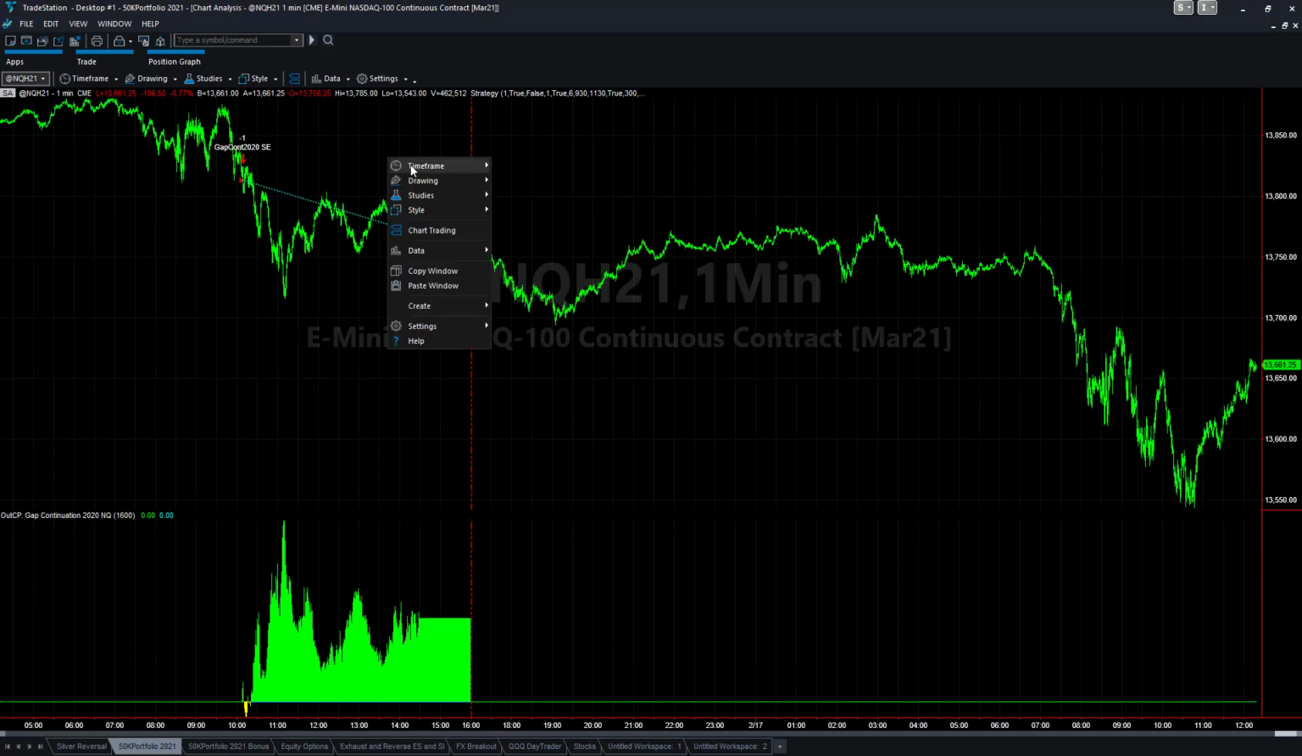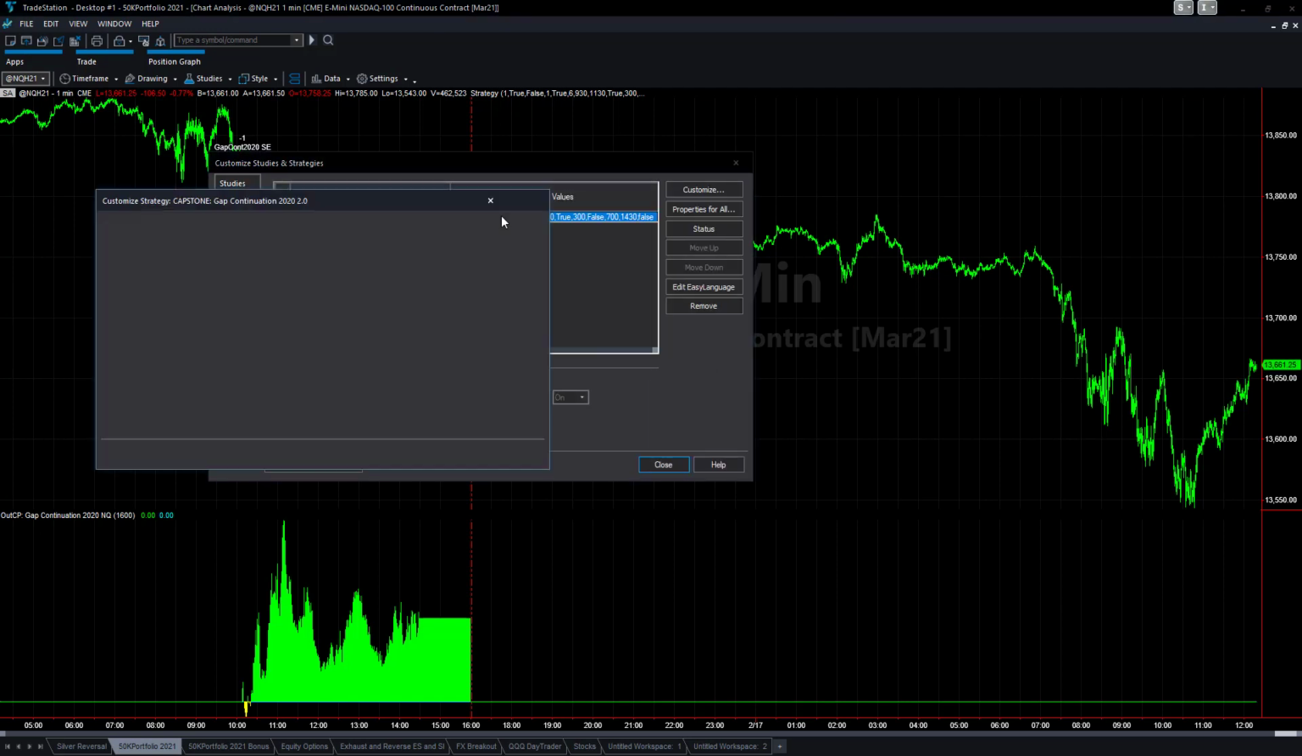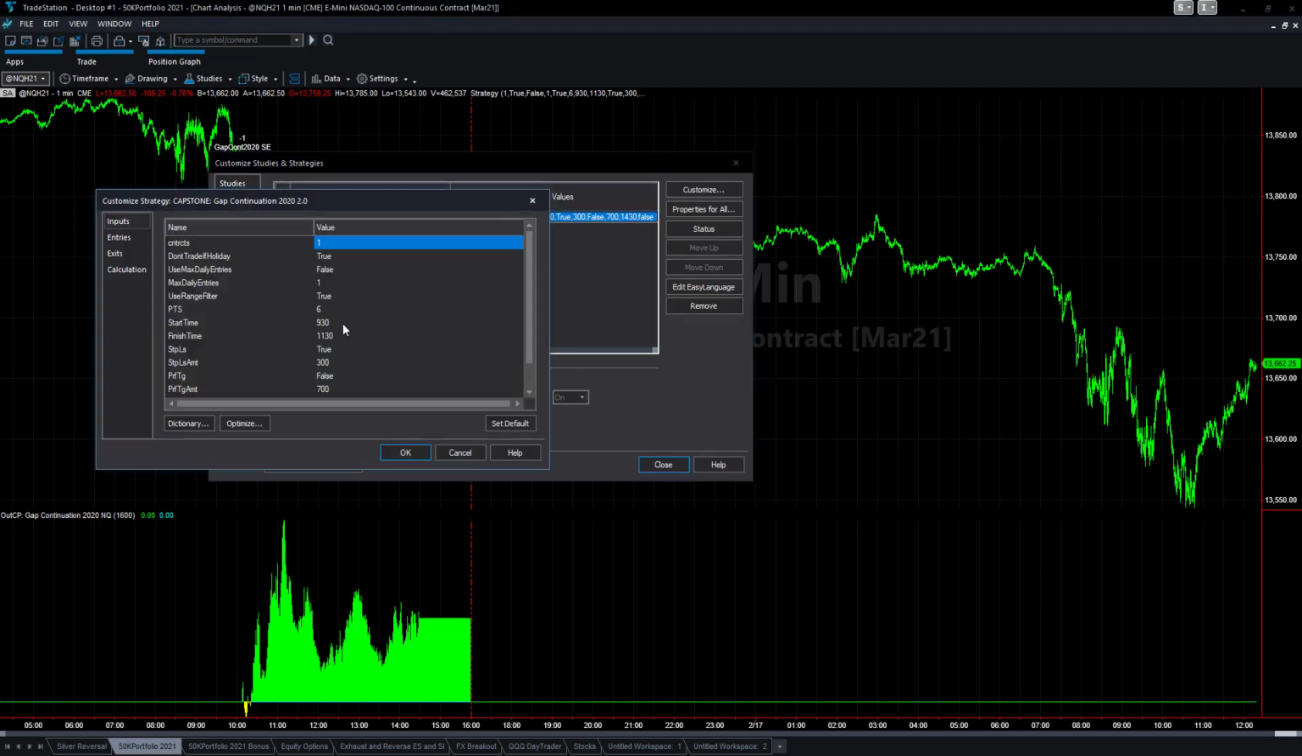So for the start and stop times for this, right click, edit strategies, and you see 9:30 is the start time, 11:30 is the finish time. These are our exchange times. So it will start at 9:30 Central, an hour after the open, and it can take entries for the next 2 hours. And it will exit at 14:30, 30 minutes before the stock market closes. This is also Central Time.